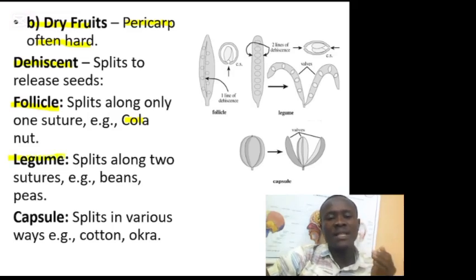Legumes split along two sutures. So along two ways, like we have here, they are splitting along two ways in order to release their seeds. An example we have here is found in beans and peas. And we have the capsule that splits in various ways in order to release the seeds. The common example here is okra, which can split along many lines in order to release their seeds.